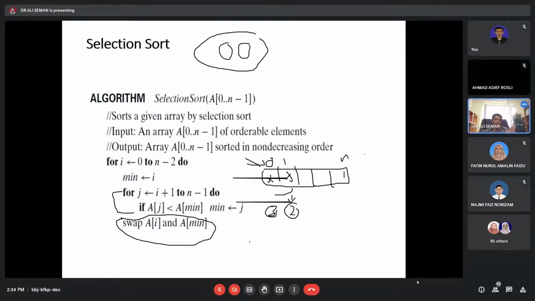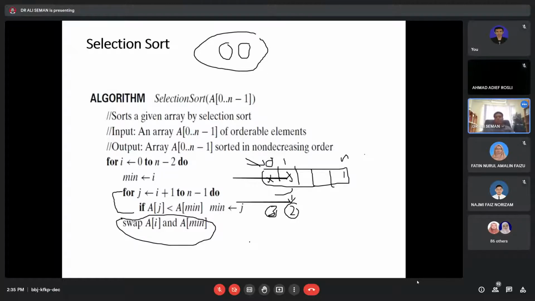Start with index 0, then move to index 1, find the minimum, update, and next index 2, find the minimum, and update. This is basically how selection sort works. Okay, how does it work? It also involves comparison. We compare two items to find the minimum, and after that we swap. This is actually the idea of selection sort.